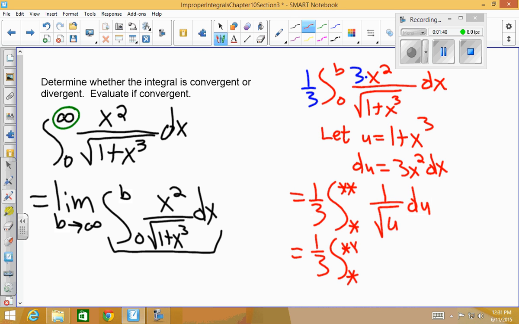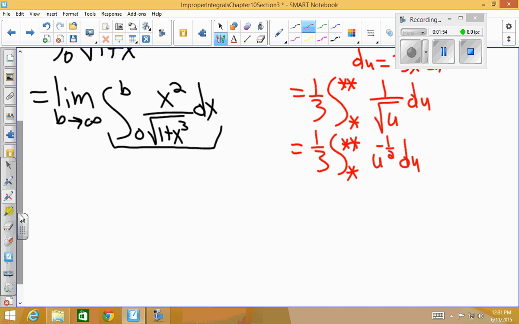One over the square root of u, of course, is the same as u to the negative 1/2. The square root is the 1/2 power, and since the square root is in the denominator, we can bring it up by putting a negative in that exponent. When you integrate that, you have to add 1 to the power, so u to the negative 1/2 plus 1 is positive 1/2, and then you have to divide by that same number. And this is still a definite integral, so we have some limits of integration, though we don't know what they are in terms of u.